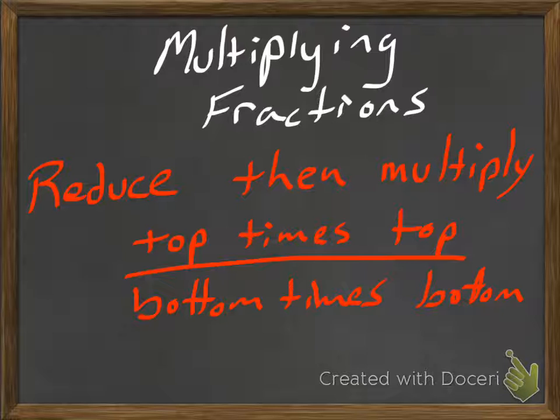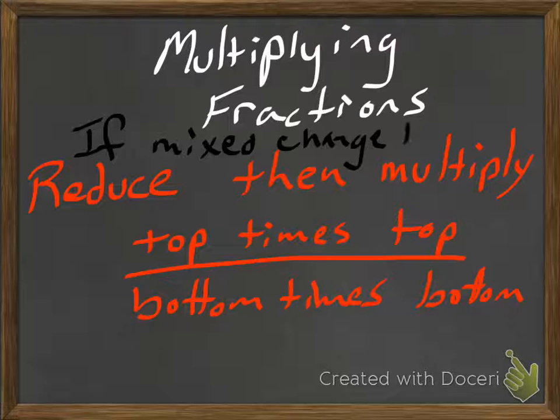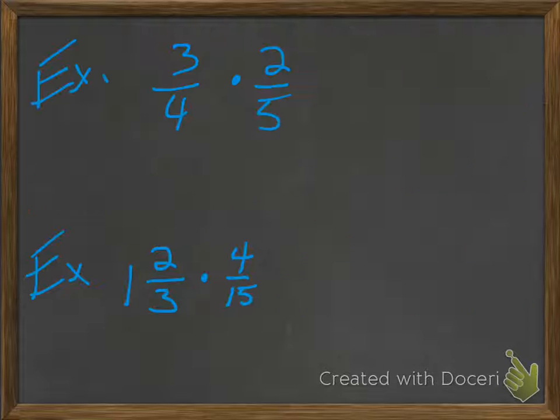Now if it's a mixed fraction, if it's mixed, change it to improper. That's first. The reason why you want to do that is because everything's easier when it's improper. And then we'll deal with everything later. We'll put it back to normal. Alright, so we're going to first change it from mixed to improper if we have to. We're going to reduce it. And then when we multiply, we're going to do top times top, bottom times bottom. Here, let me show you some examples.